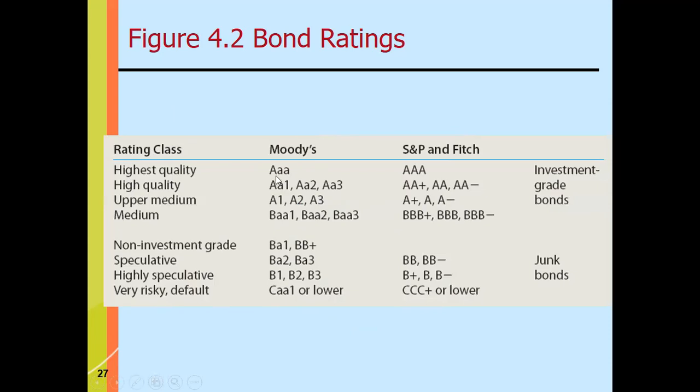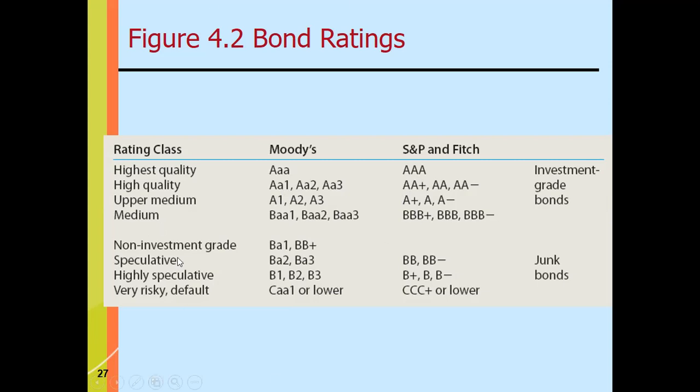For Moody's, for example, the top rating is Aaa, and for S&P and Fitch, that's also AAA. And then for Moody's, let's say high quality, that's Aa1. And then here, the plus is changed. That's why for S&P and Fitch, that's A plus, it's A1 here, and so on. You can also notice that the minus becomes 3 for Moody's, and minus for S&P and Fitch.